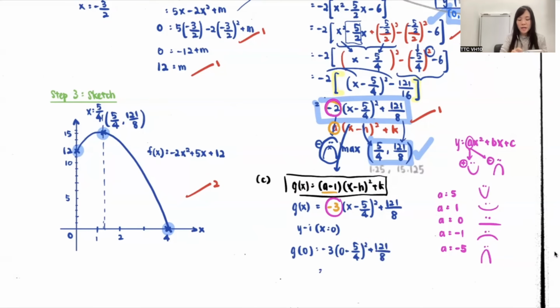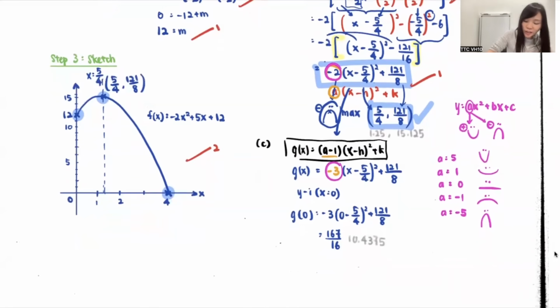I find for you, negative 3 bracket negative 5 over 4 square plus 121 over 8. So I press the whole thing, I get 167 over 16. I don't know what value that is, therefore, I keep saying, make it a decimal. It's 10.4375. Okay, so now you know above 10 slightly up here.